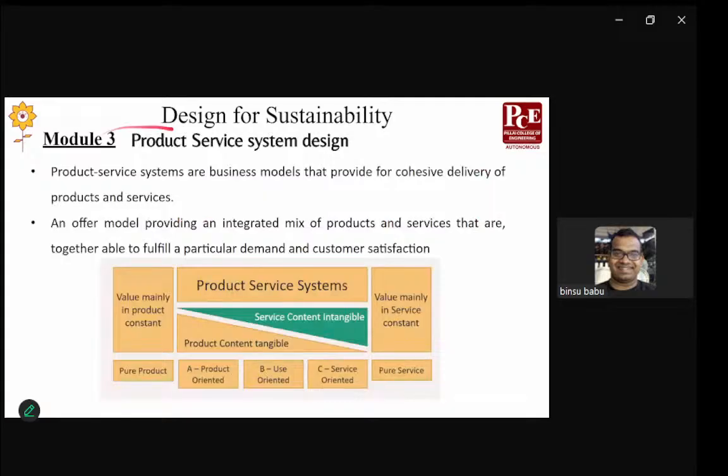Now in module 3, we are going to discuss the product service system. A product service system means that if you are making a product, it is classified into three categories. The first category is, are you making a product based on product orientation, or based on user orientation, or based on service orientation? Keeping these three things in view, the products can be tangible or intangible.